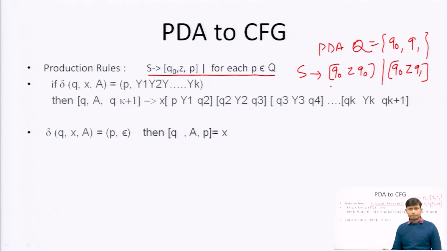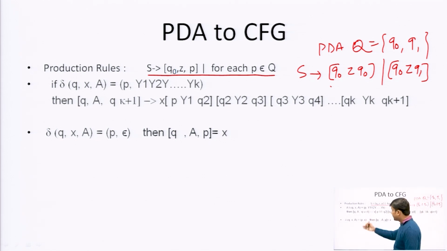If from the starting symbol you have to derive the variable, these will be all variables. This is one variable. You can say this is a unit production, S derives Q0 Z Q0, S derives Q0 Z Q1. So this is the first rule of finding the productions.